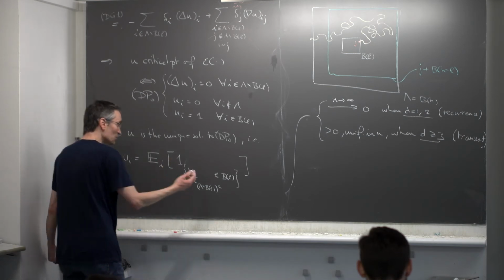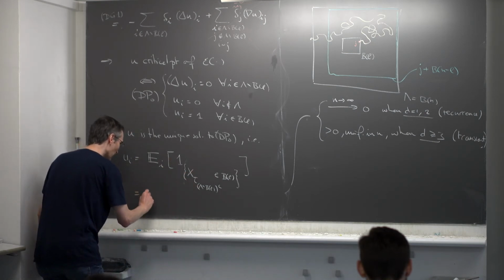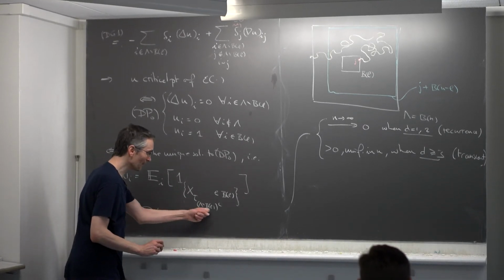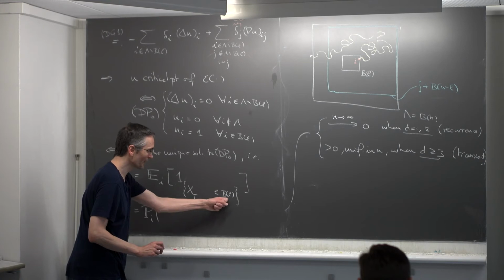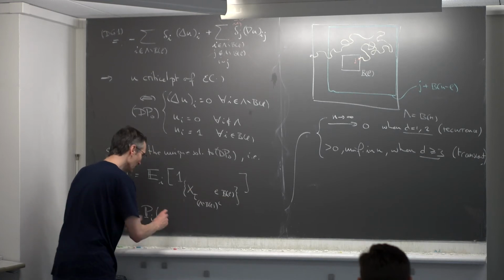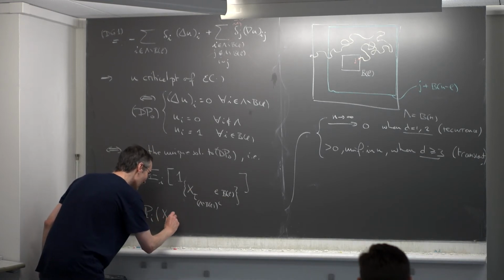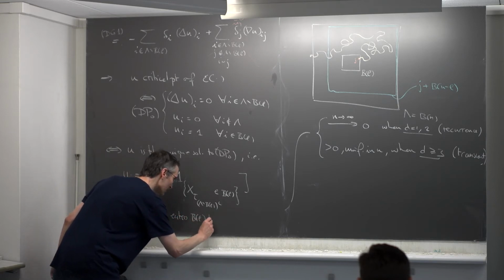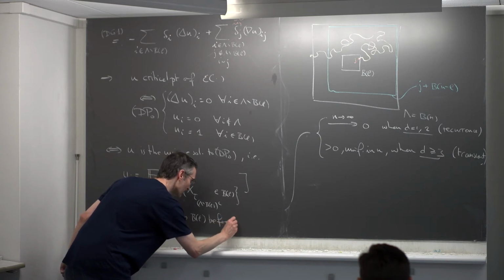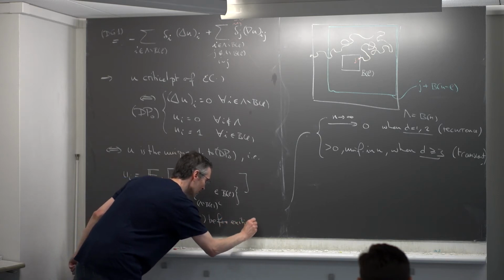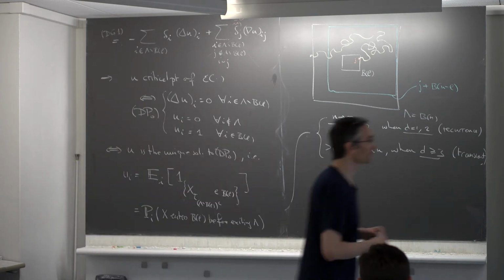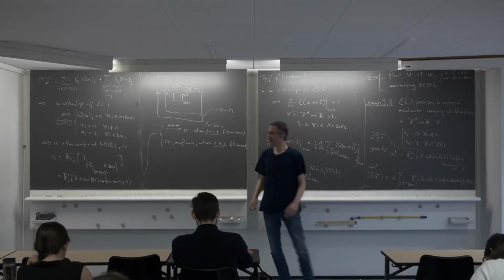And now this expectation of the indicator is just a probability. That's the probability starting at i that when it exits lambda minus BL, it exits through BL and not out by exiting lambda. So X enters BL before exiting lambda. Exactly what I want. That's what we wrote here.